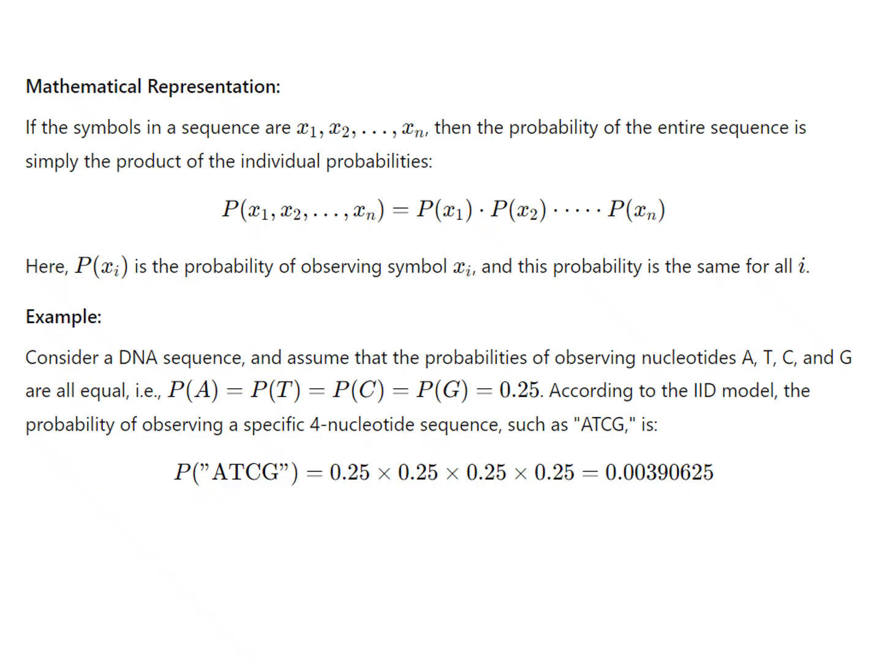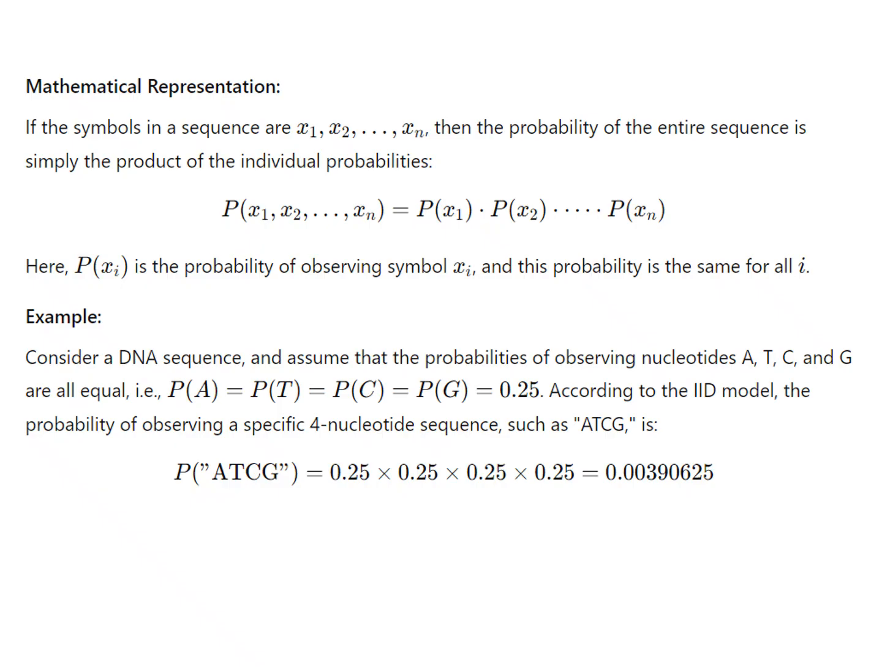When you see the mathematical representation, we have the symbols in the sequence x1, x2 up to xn. The probability of the entire sequence is simply the product of the individual probabilities. The probability of x1, x2, up to xn is equal to P of x1 times P of x2 times P of x3, etc., up to P of xn. Here P of xi is the probability of observing symbol xi, and this probability is the same for all i.